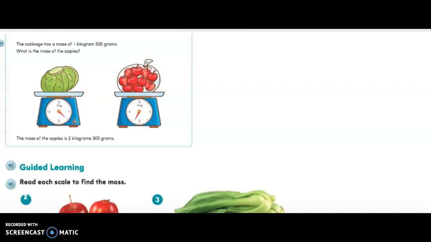And then they want us to know the mass of the apple. So same type of scale, they both are maxed out at 4 kilograms. So it is past the 2, because remember, here's our starting point. It's going around, passes the 1, passes the 2, and if you can see, that lands on 2 kilograms, 300 grams.